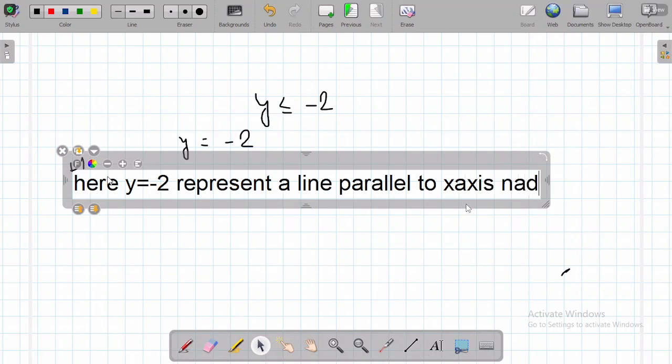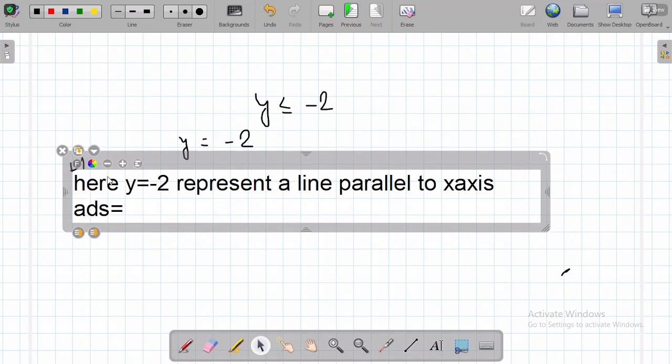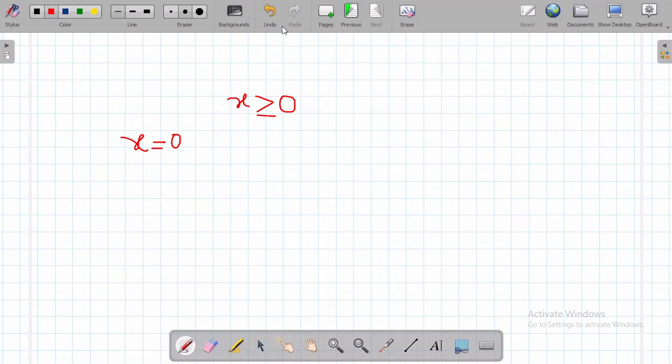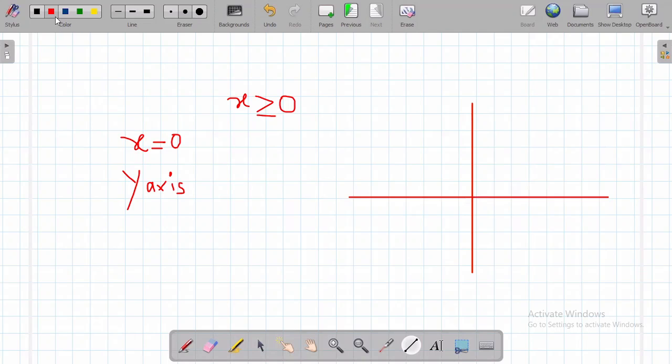Anybody, x equals 0 means what? Okay, x equals 0 represents the line y-axis. So we need to understand that. x equals 0 is itself the y-axis.